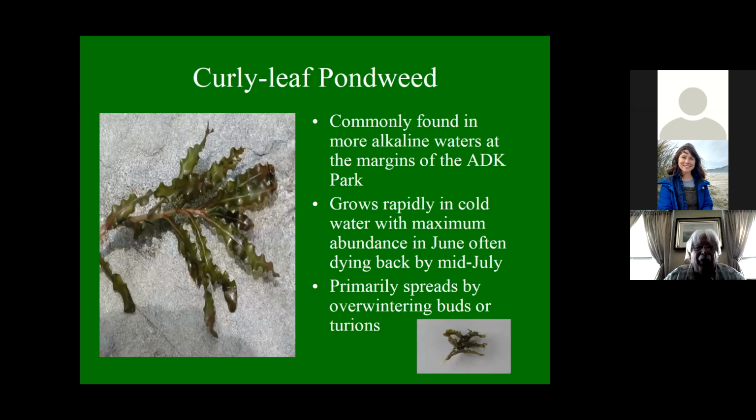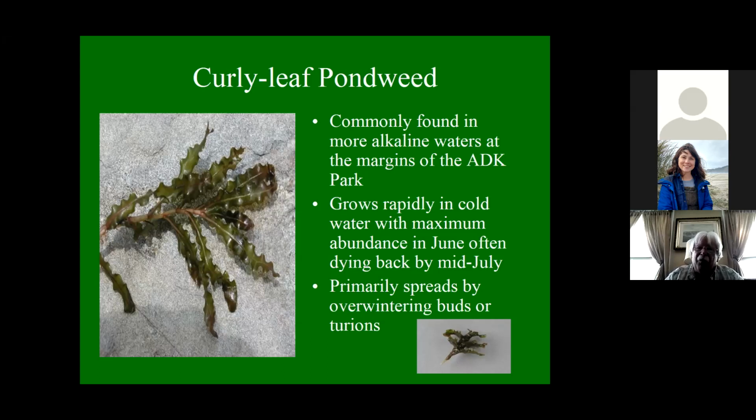The next one on our hit parade is a pondweed. It's called curly-leaf pondweed. Pondweeds are the most common aquatic plants within the park and come in a variety of shapes and sizes. This one tends to be around the periphery of the park, and it's got an interesting growth form. It actually starts growing in late fall or early winter under the ice, and it will grow slowly through the winter, and then as soon as ice goes out in the spring, it very rapidly grows, reaches its peak abundance in June or July, and then begins to collapse back.